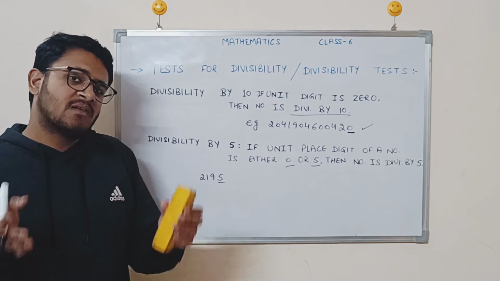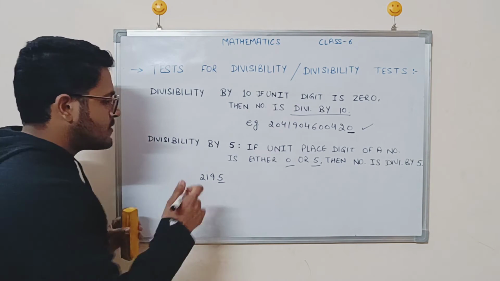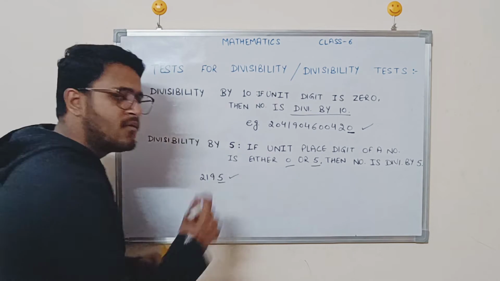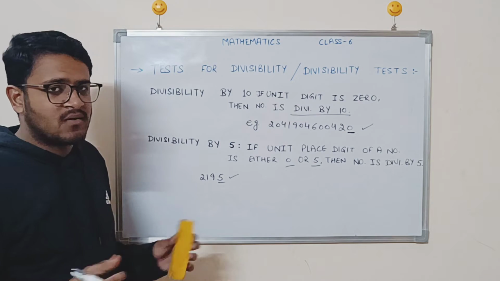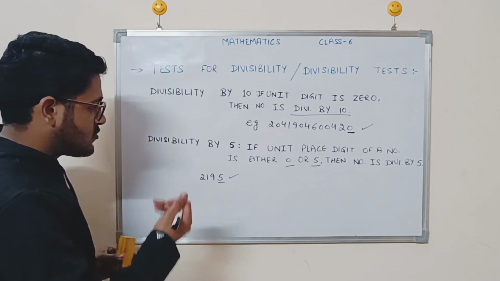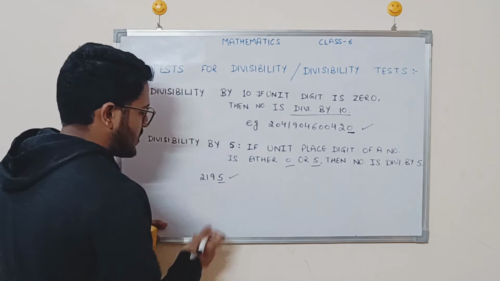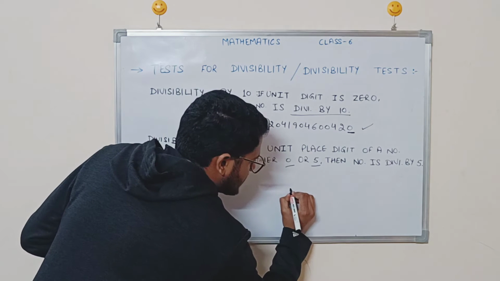So if the unit place digit is either 0 or 5, then the number is divisible by 5. Easy. We didn't do any calculation or division, right? So we directly came to this conclusion. Okay. Now let's take one more example.